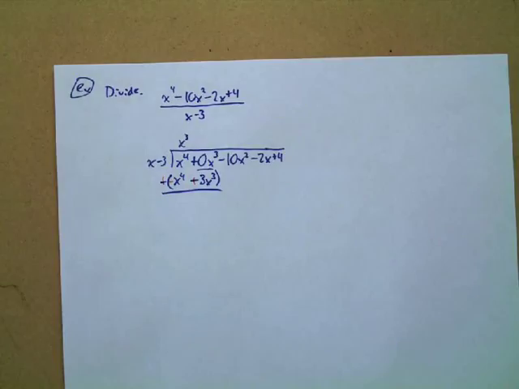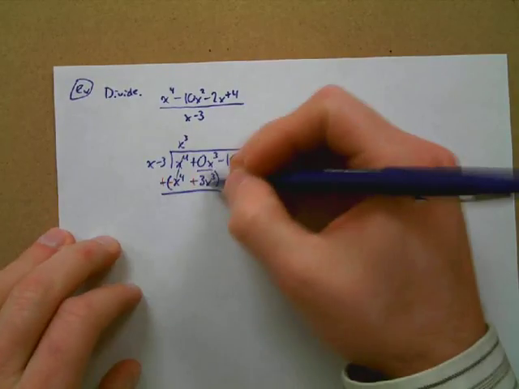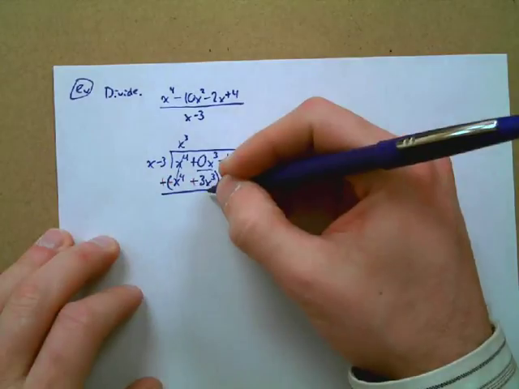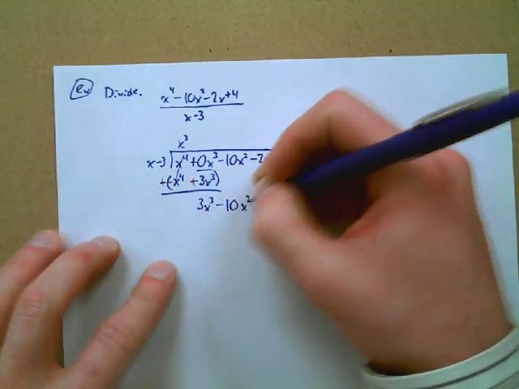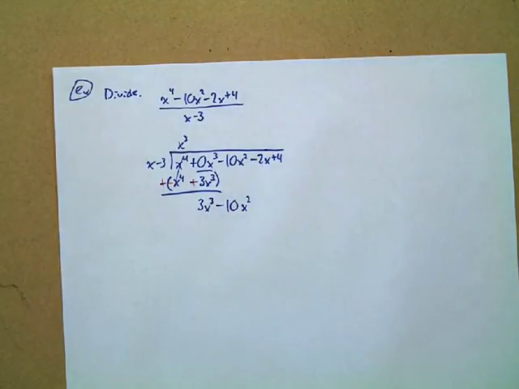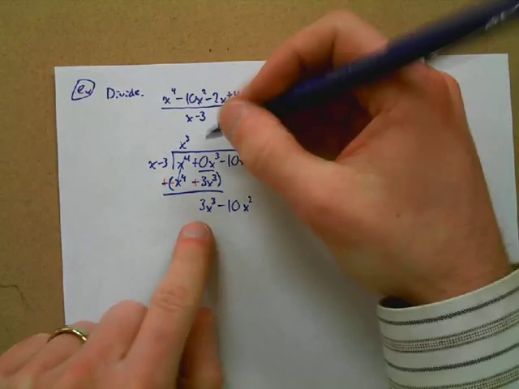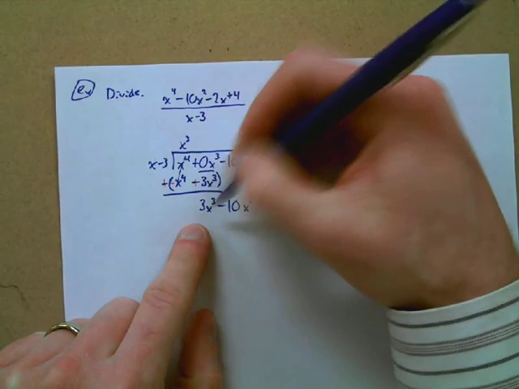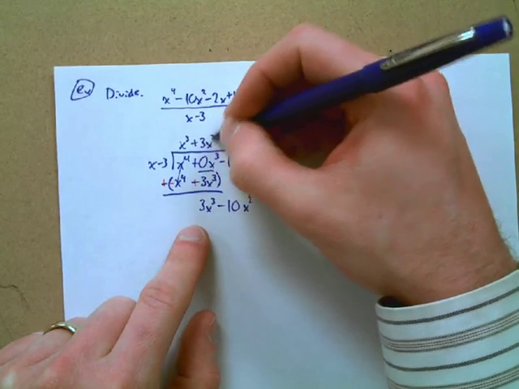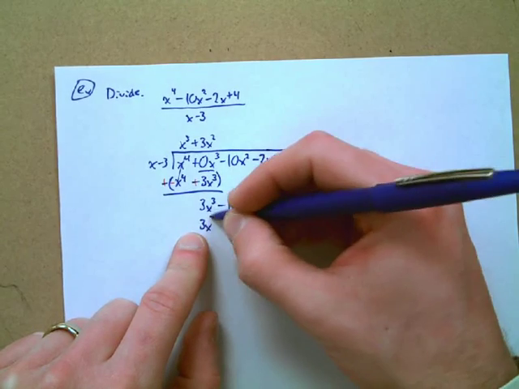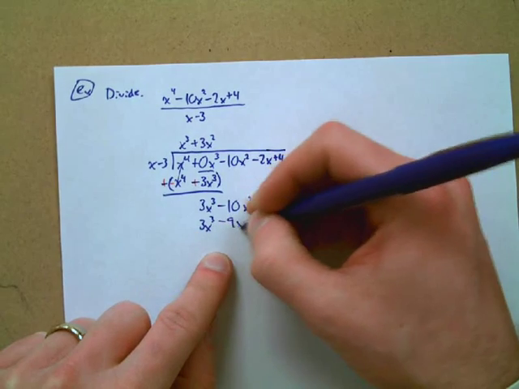Okay, and what's the next thing we should multiply by here? We need what times x gives us 3x cubed? 3x squared, yep. So 3x cubed, and then minus 9x squared. And again, subtract the quantity, so it becomes plus negative and positive 9x squared there. Those cancel. Negative 10 plus 9, negative 1x squared. Bring down that minus 2x.